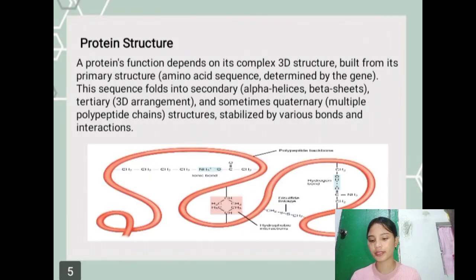The fourth one is protein structure. A protein's function depends on its complex 3D structure, built from its primary structure, the amino acid sequence determined by the gene. This sequence folds into a secondary structure of alpha helices and beta sheets, and a tertiary 3D arrangement, and sometimes a quaternary structure of multiple polypeptide chains, stabilized by various bonds and interactions.